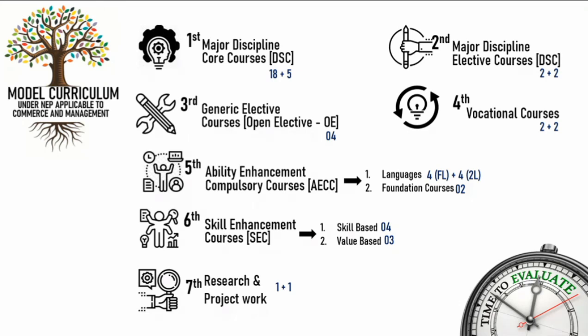Now, research and project work comes only if it is a 4 years degree. So research methodology will come in the 7th semester, and in the 8th semester, project work will be there. So this is how the future will be. So this is how our degree curriculum for commerce and management will be in the coming years under NEP.